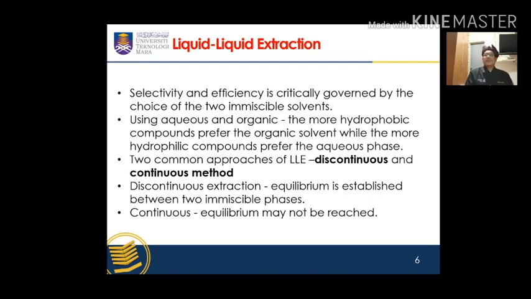Okay, in the discontinuous approach, the extraction is carried out discontinuously, where equilibrium is established between two immiscible phases. You can see the appearance of two layers. However, in the continuous approach, the equilibrium may not be reached. Okay?